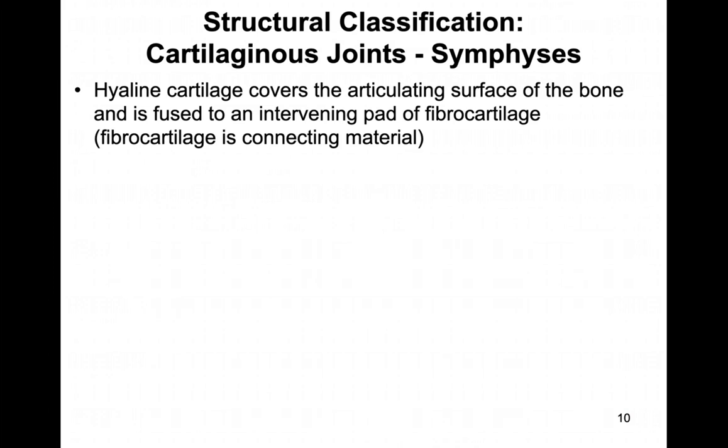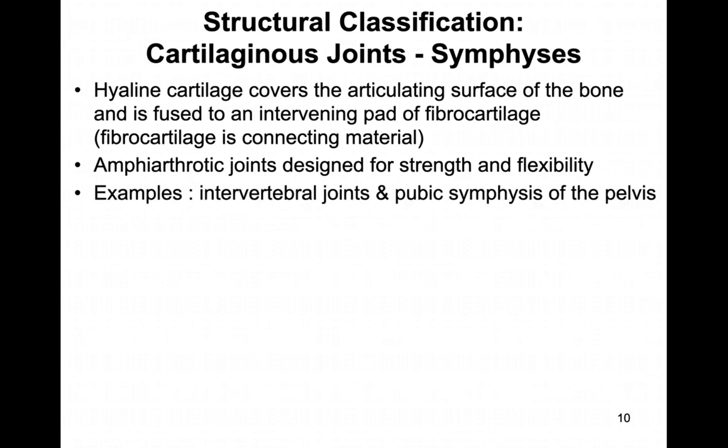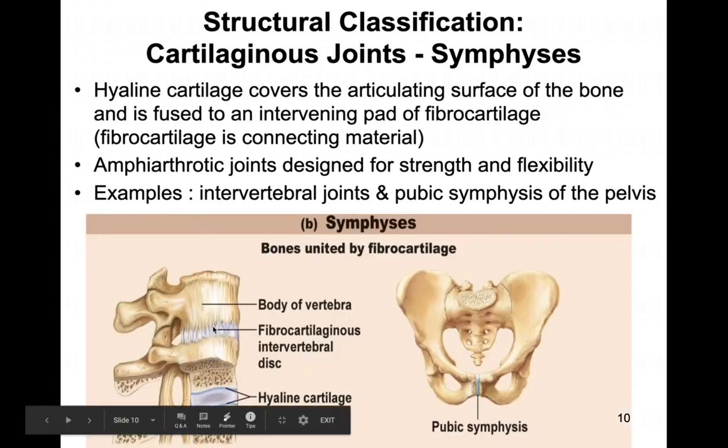In the symphysis, the hyaline cartilage covers the articulating surface of the bone, and is fused to an intervening pad of fibrocartilage. So fibrocartilage is what connects them. They're considered amphiarthrotic, and they're designed for strength and flexibility. This would include the intervertebral discs of the spine and the pubic symphysis of the pelvis. Here you can see fibrocartilage making up the discs of the spine, and here in the pubic symphysis.